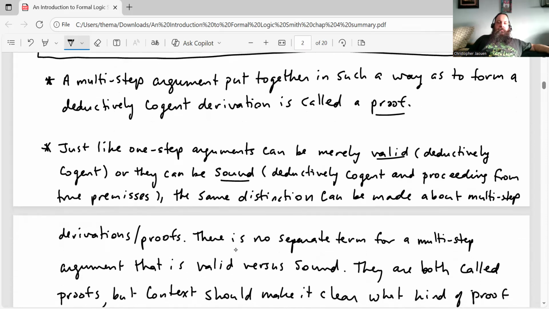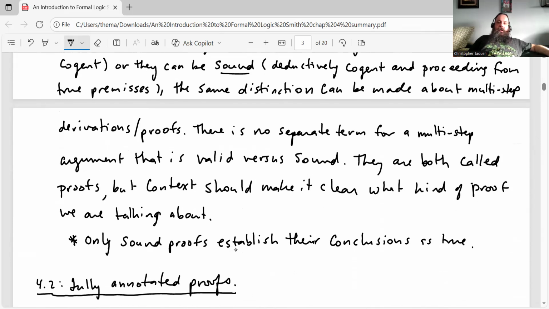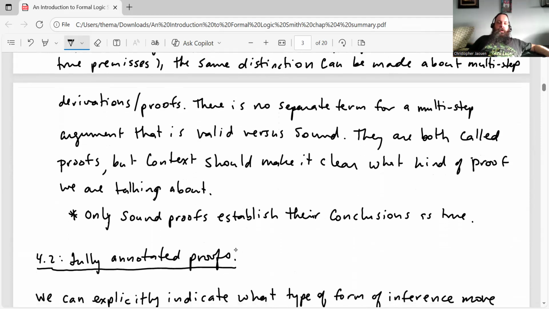Deductively cogent means that it's valid. The inference step is valid to the conclusion. Just like one-step arguments can be merely valid, deductively cogent, valid means deductively cogent, they mean the same thing, or they can be sound, deductively cogent, and proceeding from true premises. The same distinction can be made about multi-step derivations slash proofs. There is no separate term for a multi-step argument that is valid versus sound. They are both called proofs, but context should make it clear what kind of proof we are talking about. And only sound proofs establish their conclusions as true.